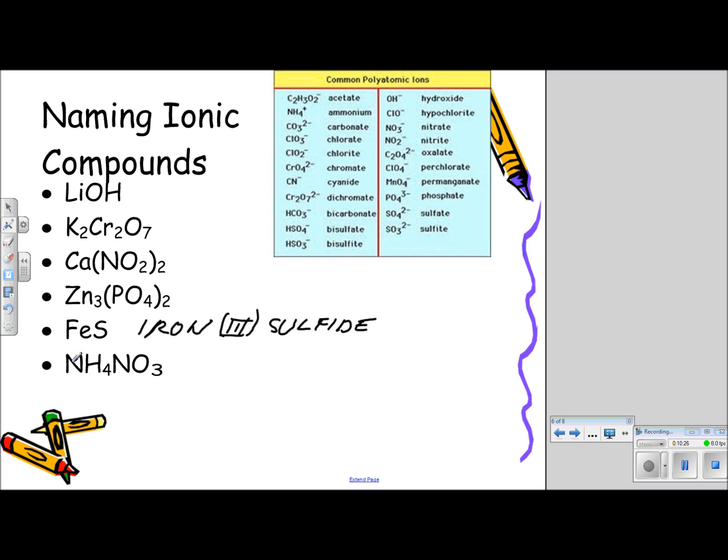And finally, the last one is again made up of 2 polyatomic ions. The only positive one is ammonium, and NO3 is nitrate. Ammonium nitrate.